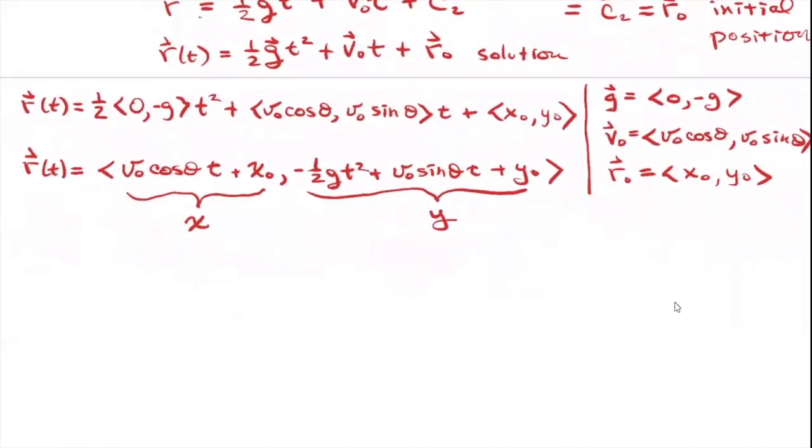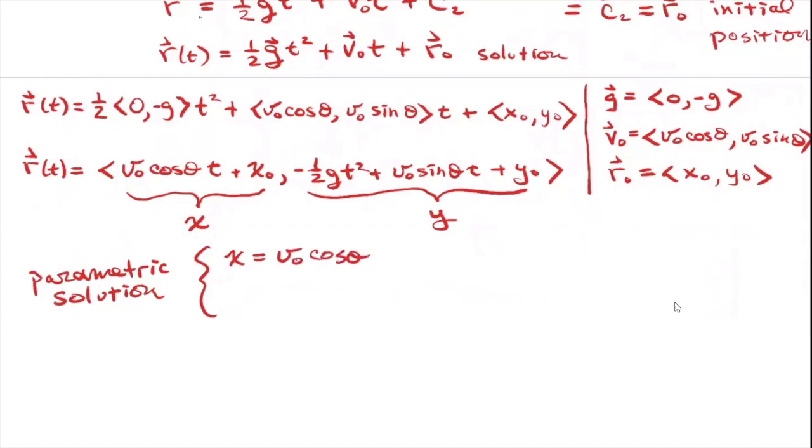And so the parametric solution of the vector differential equation would be like this. x equals script v naught cos theta t plus script x naught, and then y would be negative 1/2 g t squared plus script v naught sine theta t plus y naught.